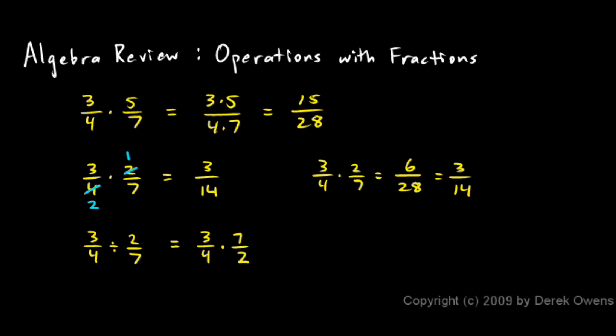And notice I've only taken the reciprocal of this one, not both. Just think dividing by this is the same as multiplying by its reciprocal. So I change my division problem into a multiplication problem. And now I can just multiply. The 3 times the 7 is 21, and the 4 times the 2 is 8. So I end up with 21 over 8.